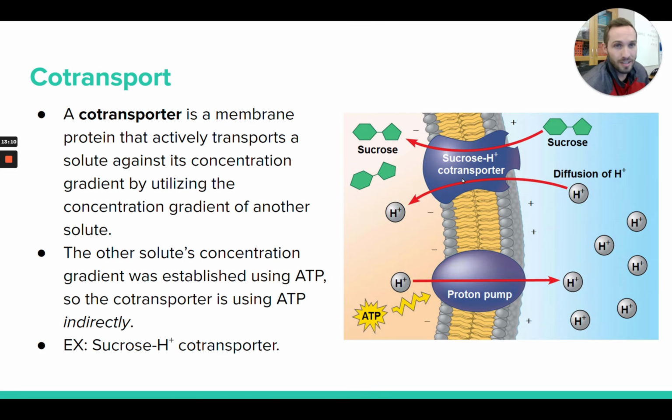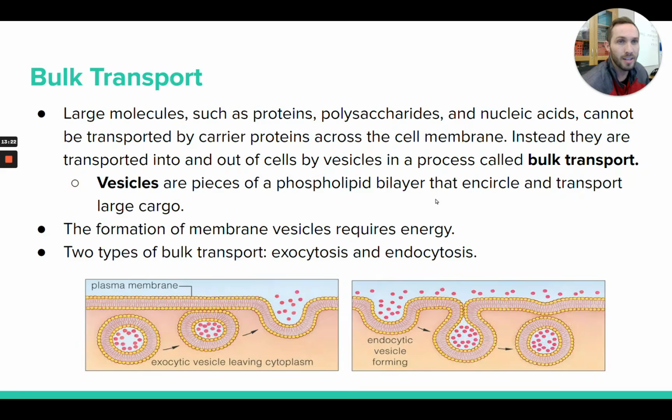So that's what a co-transporter is. This is just a specific example. But whenever two substances are moving, and one of them is going down its concentration gradient, one of them is going against its concentration gradient, that is a co-transporter, which is active transport, because one substance is going against its gradient.